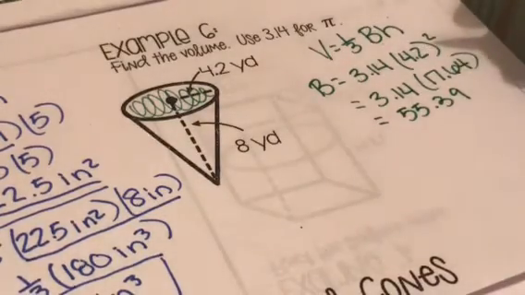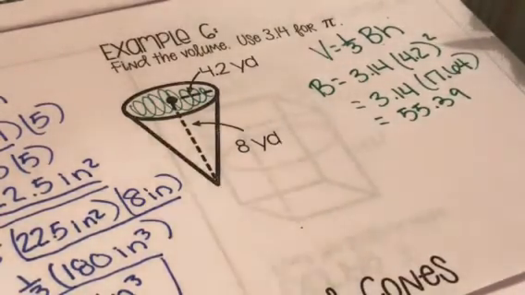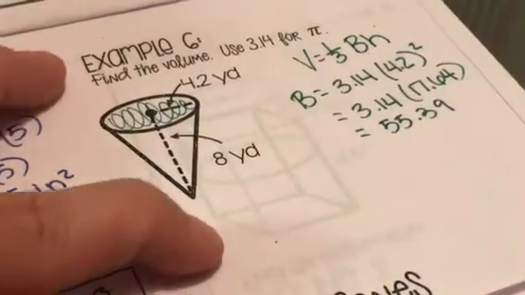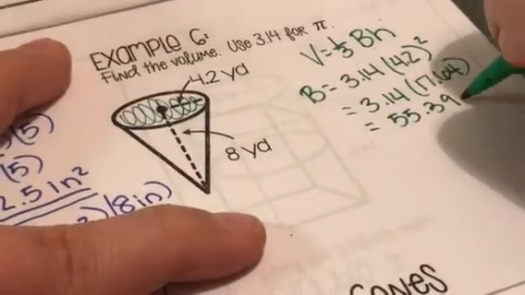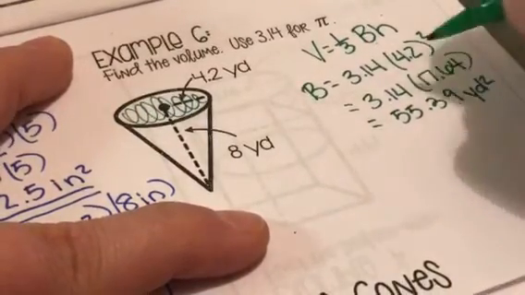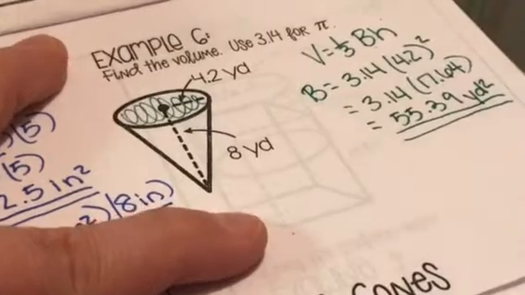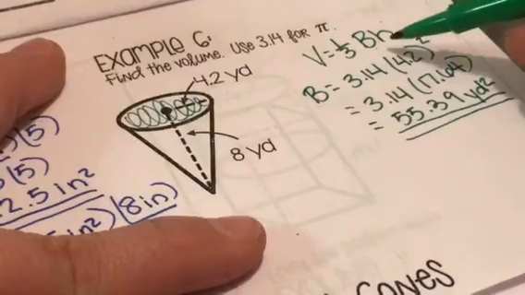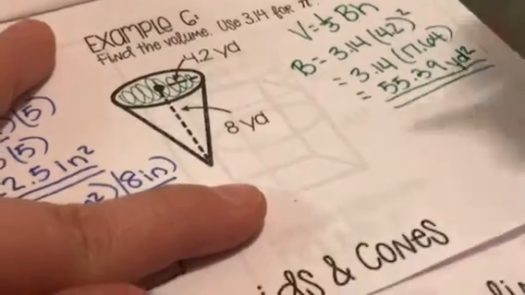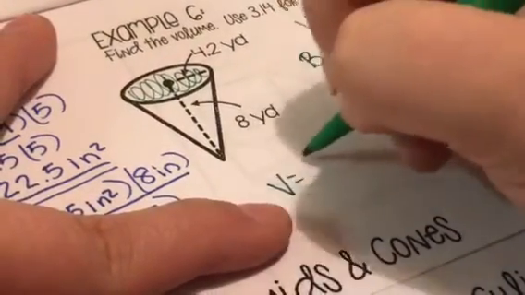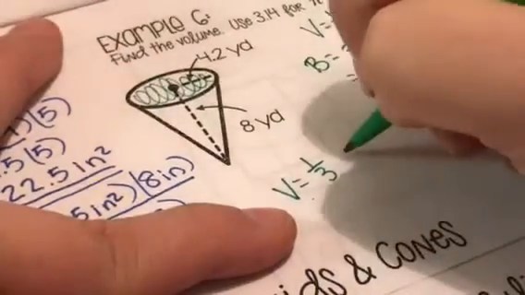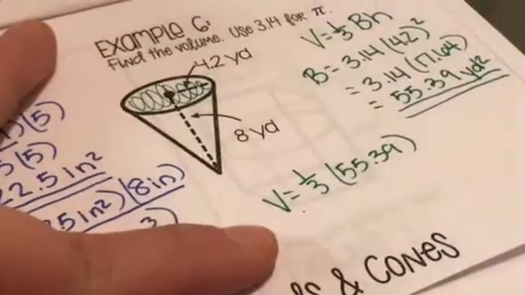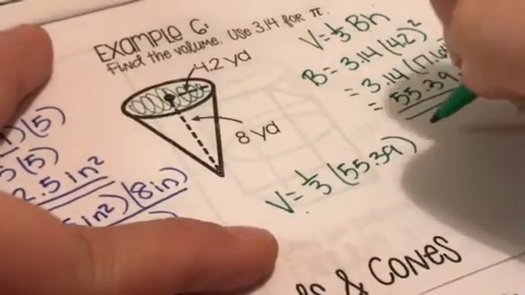So it's technically the same, or so far it was the same as example number 3. So those numbers should look familiar. I forgot my label. It's going to be yard squared. Okay. Now I'm going to plug this in instead of the big B. So it's going to be V equals 1/3 55.39, and my height this time is going to be 8.